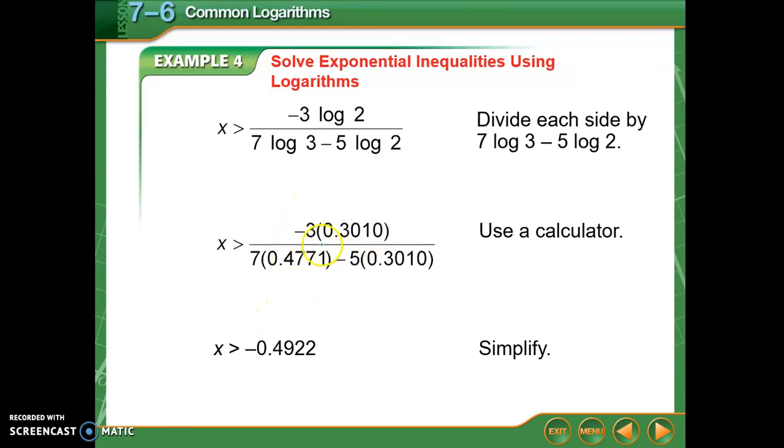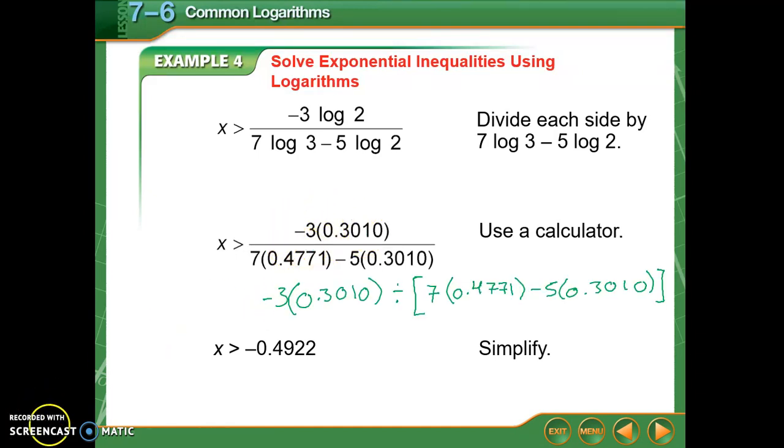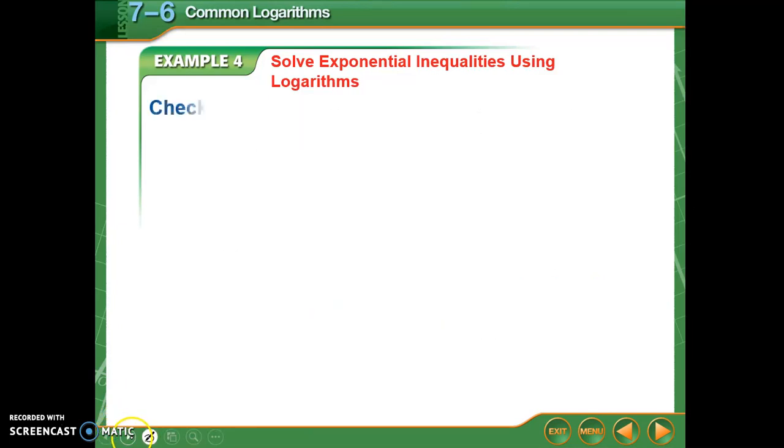Be careful if you do this all in one step in the calculator. Make sure you use enough parentheses. Make sure you remember you're dividing this numerator by this entire thing. So you have to put parentheses at the end and the beginning of this when you're putting it in the calculator, or else break it up into more steps.